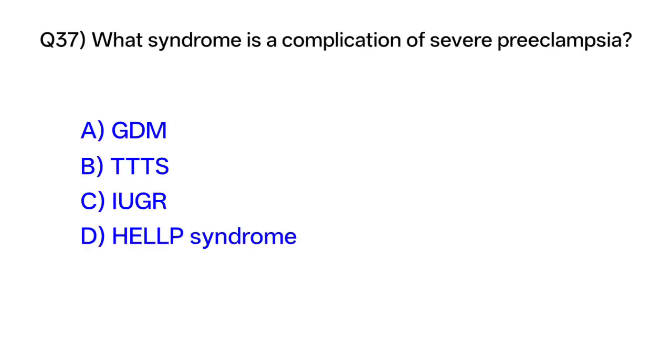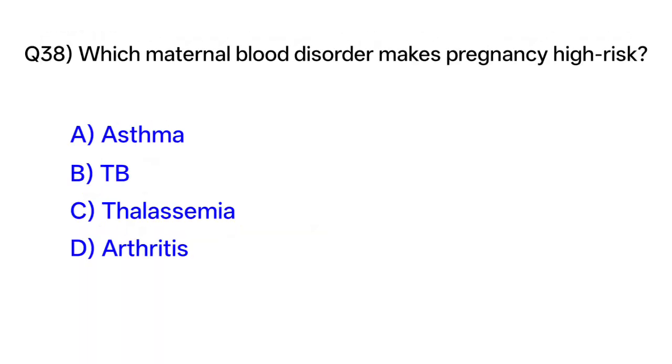Question number 37. What syndrome is a complication of severe preeclampsia? The correct option is D. HELLP syndrome. Question number 38. Which maternal blood disorder makes pregnancy high risk? The correct option is C. Thalassemia.